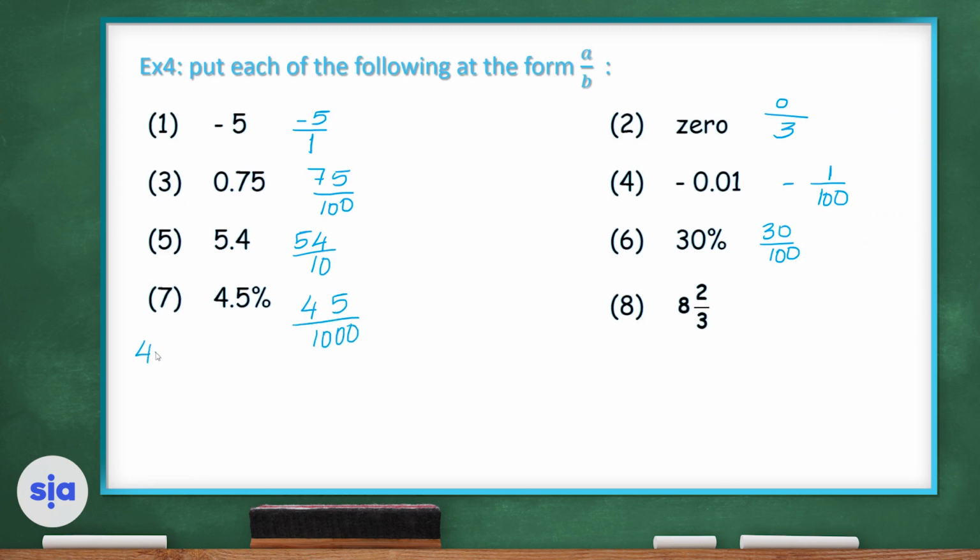because it was 4.5 over 100, and we cannot have decimals in fractions, so we add 1 0 in the denominator. And then this mixed number, I can write it as a fraction. If I multiply the 8 times the 3, which is 24, and then we add 2, so it's 26 divided by 3.